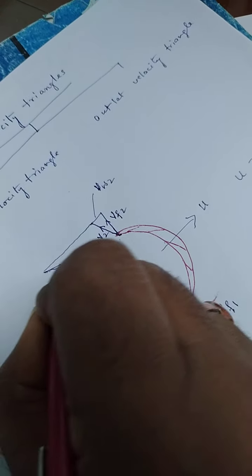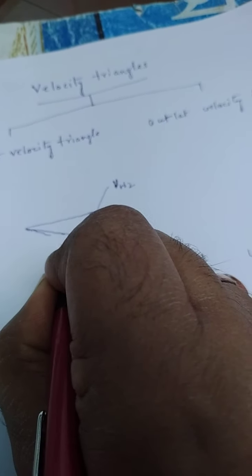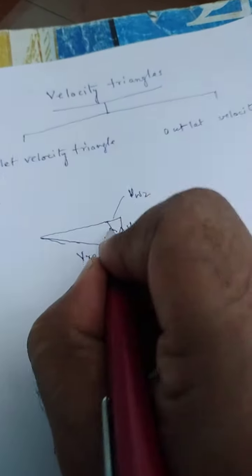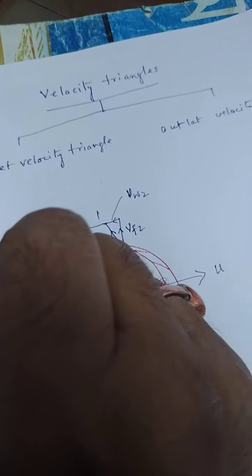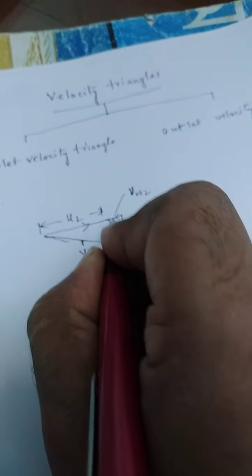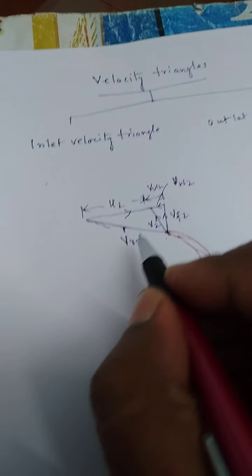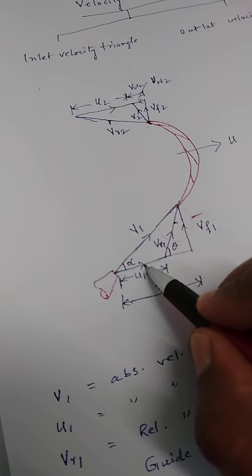Now if we add V2 and U2 vectorially, this gives VR2. This is the VR2. Now this component is U2, and the direction is in this direction, and this much we have told is VW2. So this becomes the outlet triangle.